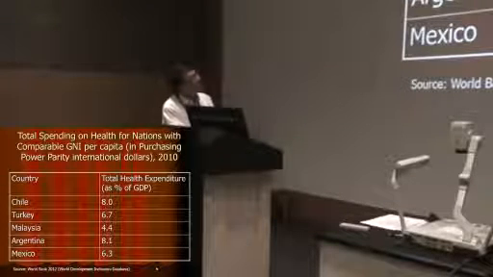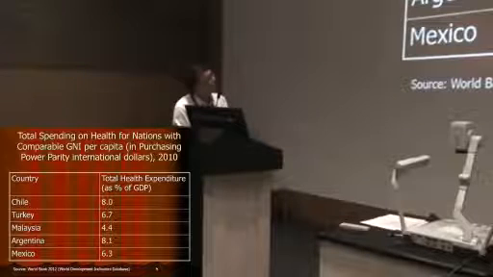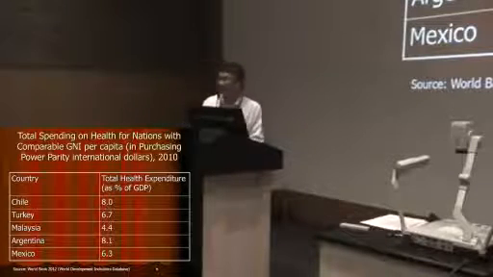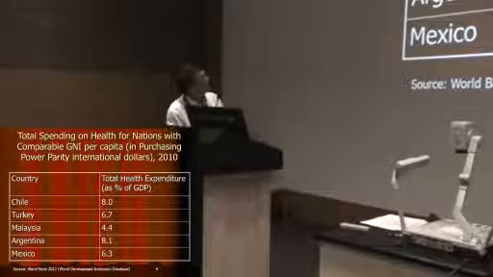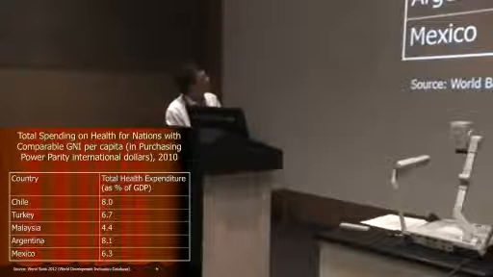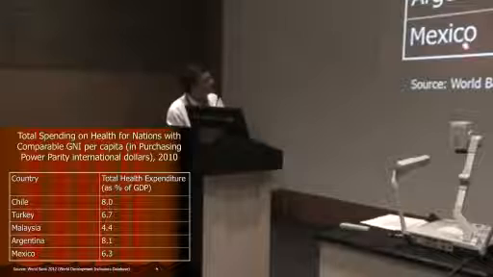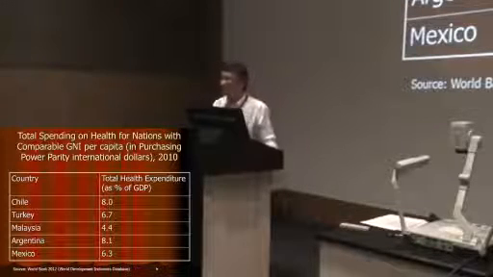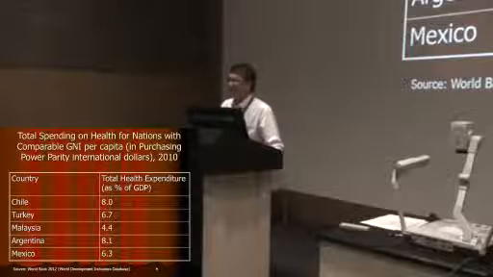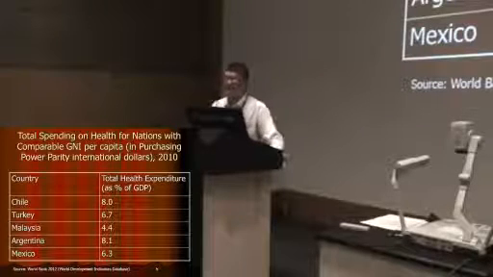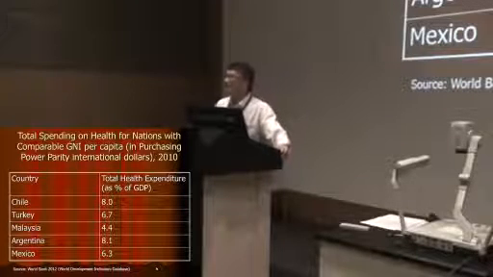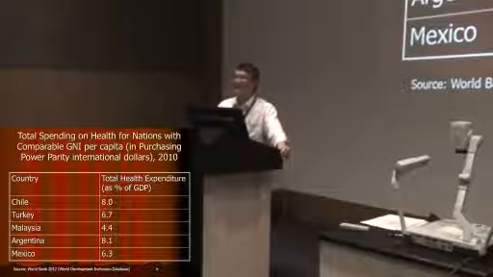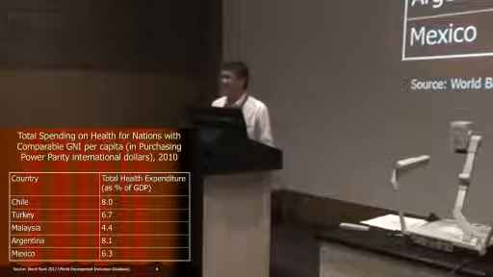Total health expenditure as a percentage of gross domestic product: in Chile, 8% of GDP. Turkey, 6.7%. Argentina, 8.1%. Mexico, 6.3%. Malaysia, how much? 4.4%. Stingy. So we only spend 4.4% of our GDP on health, and yet certain people claim that we are spending too much.